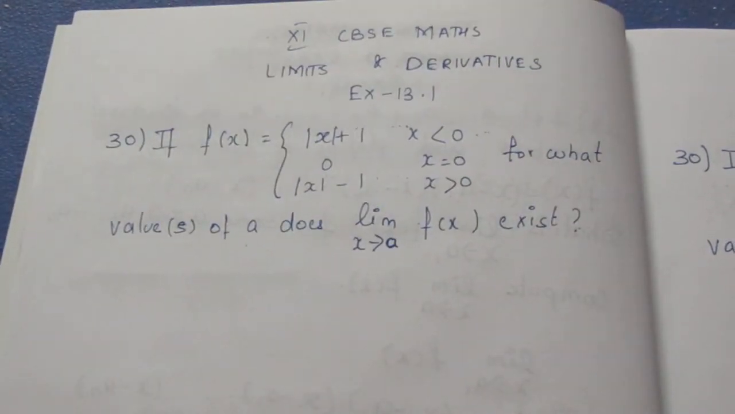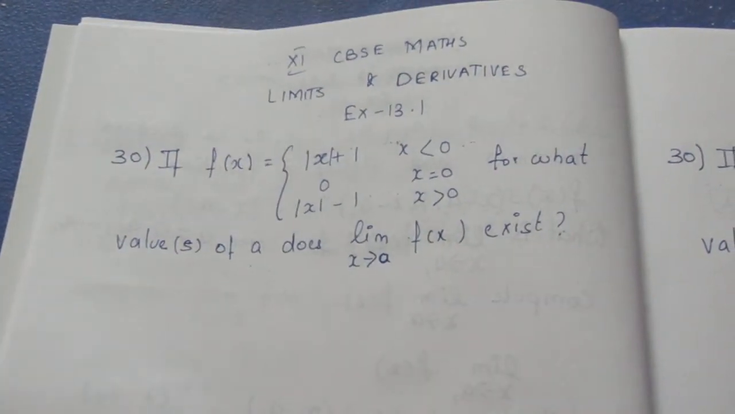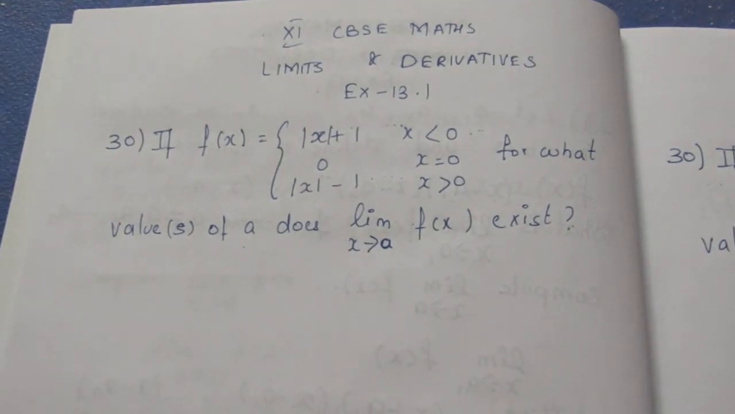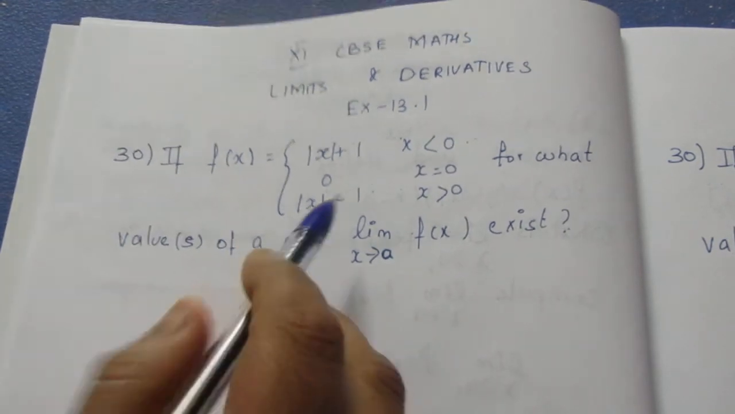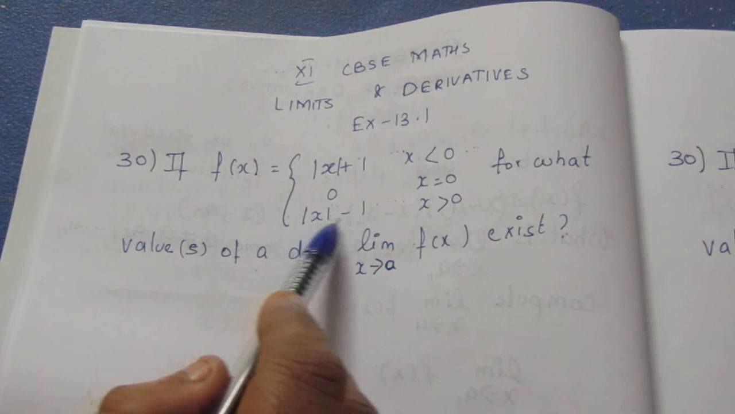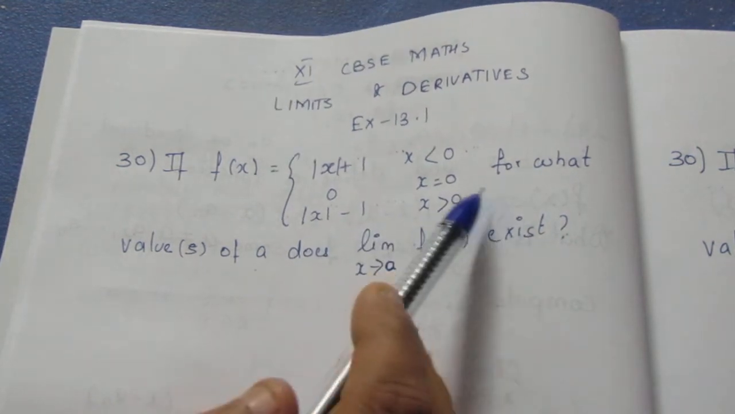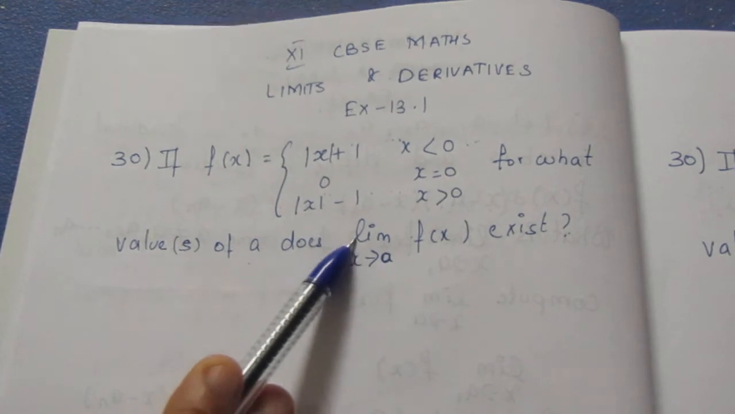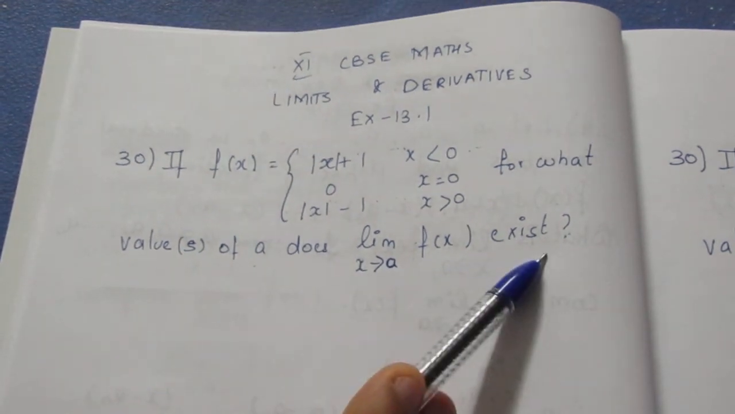Today we are going to see 11 CBSE Maths Limits and Derivatives exercise 13.1 question number 30. Let's see the question. If f of x is equal to mod x plus 1 when x is less than 0, 0 when x is equal to 0, mod x minus 1 when x is greater than 0. For what values of a does limit x tends to a f of x exist?